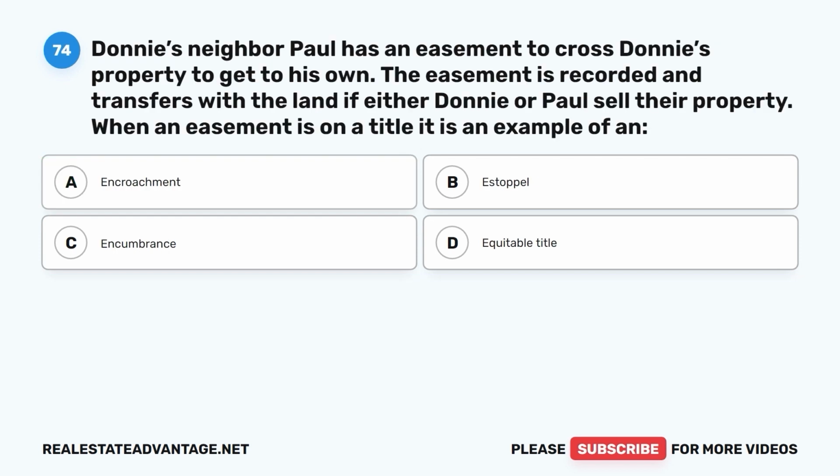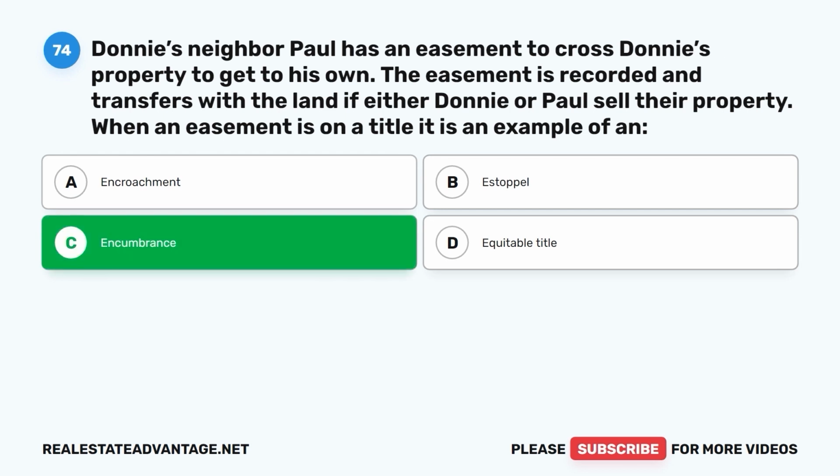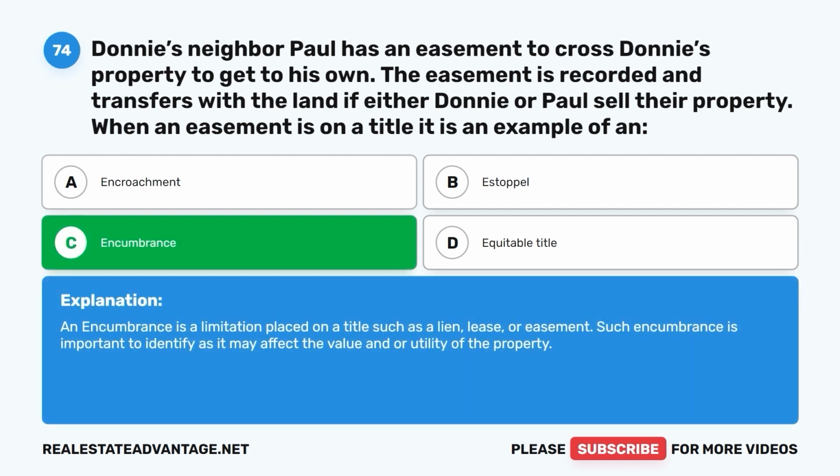Question 74. Donnie's neighbor Paul has an easement to cross Donnie's property to get to his own. The easement is recorded and transfers with the land if either Donnie or Paul sell their property. When an easement is on a title, it is an example of an A. Encroachment. B. Estoppel. C. Encumbrance. D. Equitable title. The correct answer is C. Encumbrance. An encumbrance is a limitation placed on a title such as a lien, lease, or easement. Such encumbrance is important to identify as it may affect the value and/or utility of the property.